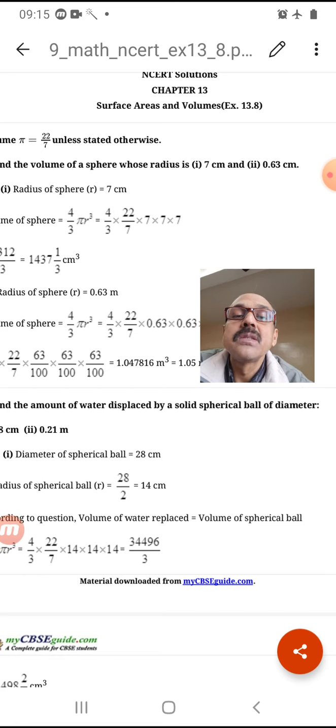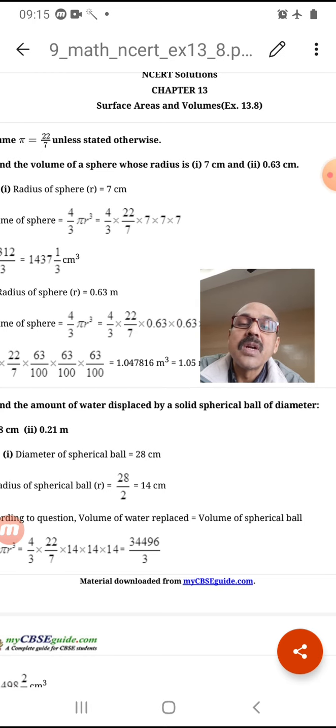Today's topic is volume of a sphere. Chapter Surface Areas and Volumes, exercise 13.8 from NCERT book. Question number 1. So before you start, we want to discuss something about sphere.